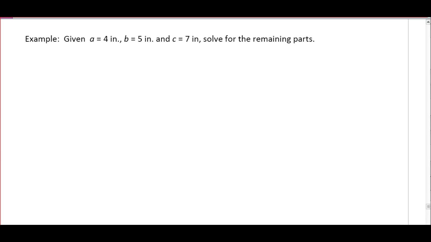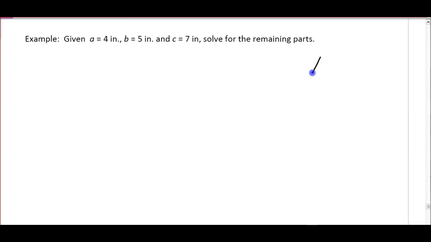This is a second example for you. This is on page 18 in your notes, or it should be around there. So I'm given three sides of the triangle, and I want to find the three missing angles.